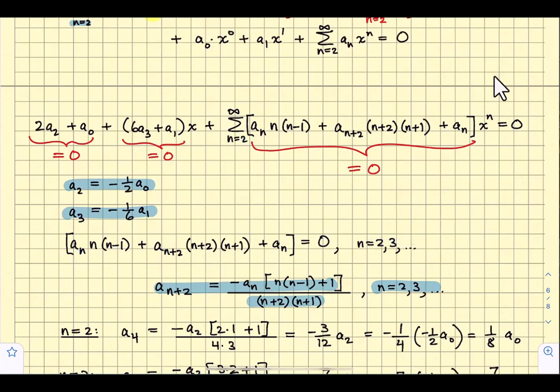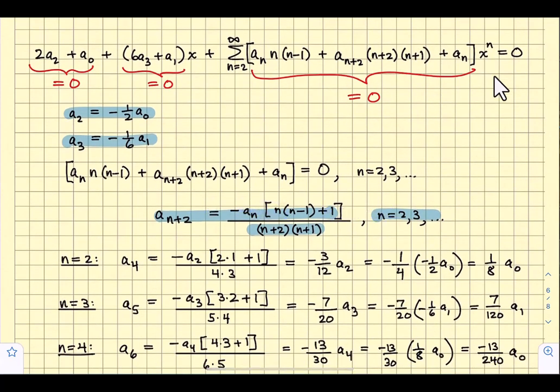Why don't we solve for the latest term in terms of the past? So n plus 2 is the latest. So let's throw this to the other side, throw this to the other side, and let's divide by this. We get this, and we need to know where our recursion is good. So this is our recursion relation. These are our 2 seeds.